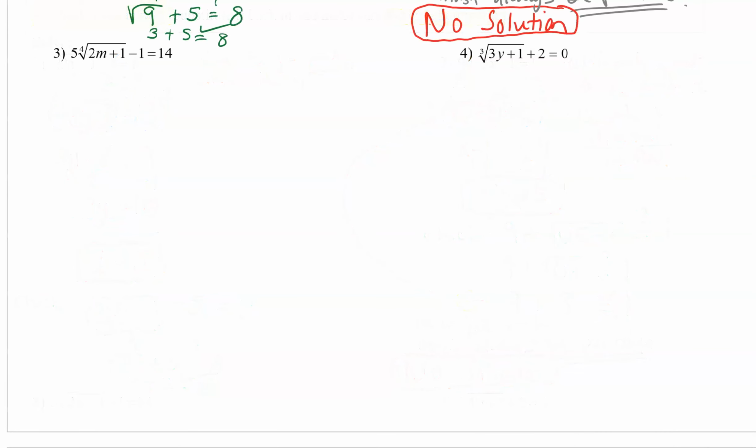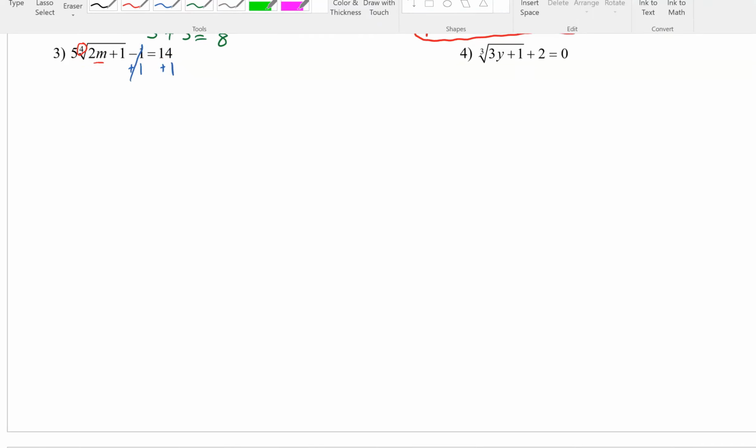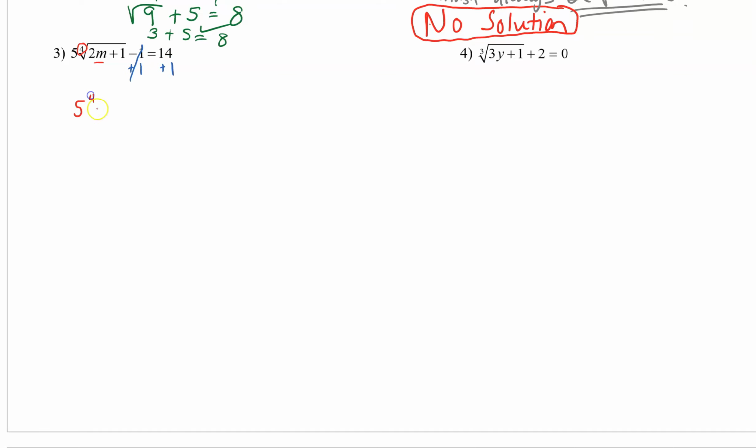Moving on to number 3, we again have a variable m that's underneath a fourth root now. Now we're looking at higher roots. And the goal is the same: to eventually isolate m. But before I can do that, I need to isolate the fourth root. So I'll begin by just moving away the 1. I'll add it over here to the 14. So then I have 5 times the fourth root of 2m plus 1, and that equals 15.